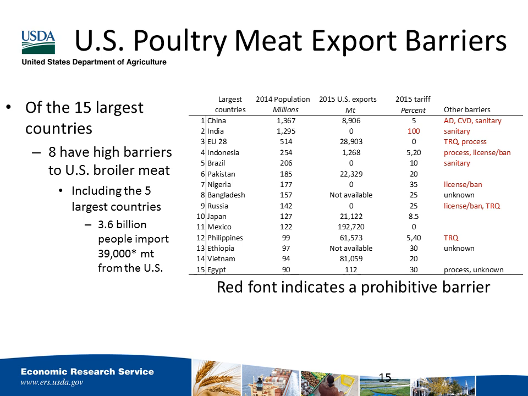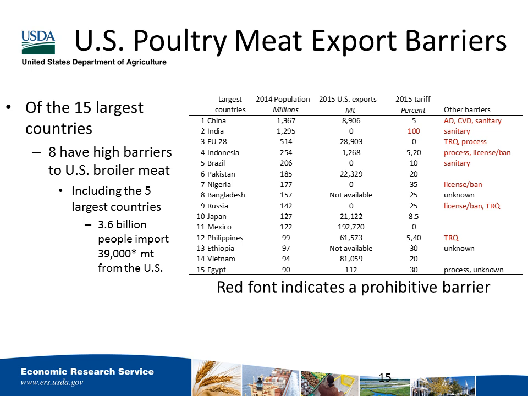So in this last slide, I'll illustrate the fact that trade barriers can combine with each other to effectively shut down trade. In some cases, products face not only a high tariff, but also face costly regulatory barriers and other barriers as well. This table shows the example of U.S. poultry meat exports. It lists the 15 most populous countries in the world. Their 2015 imports of U.S. poultry meat, the tariff rate charged, and other barriers faced by U.S. poultry.